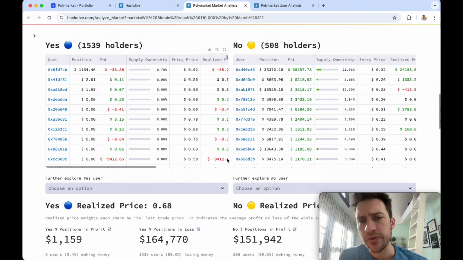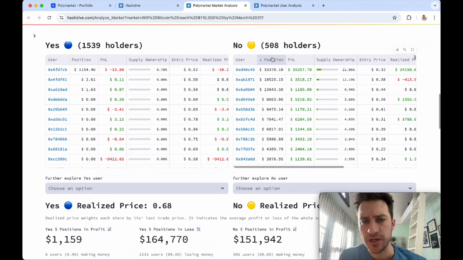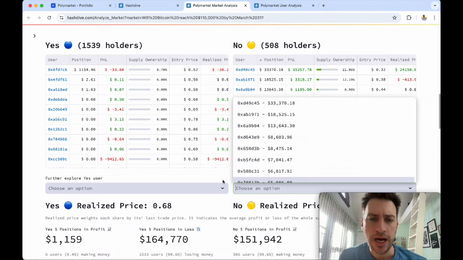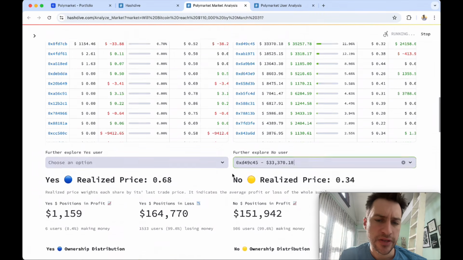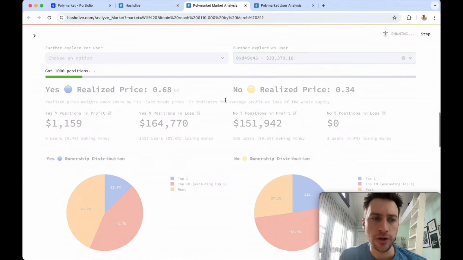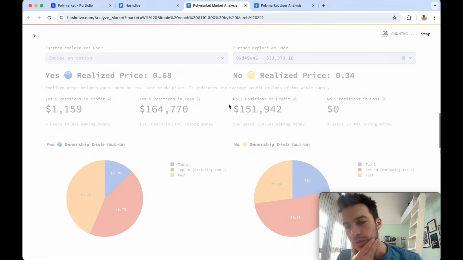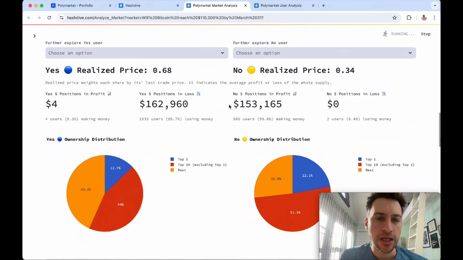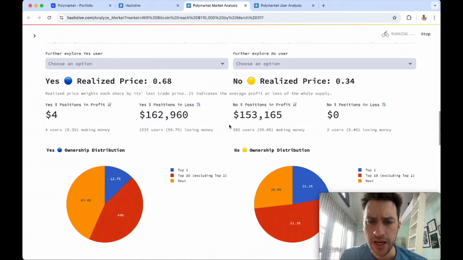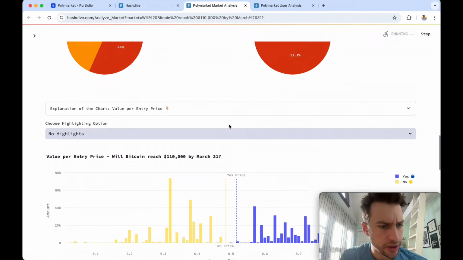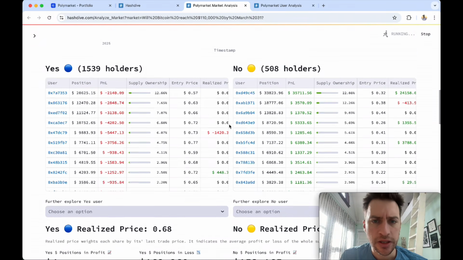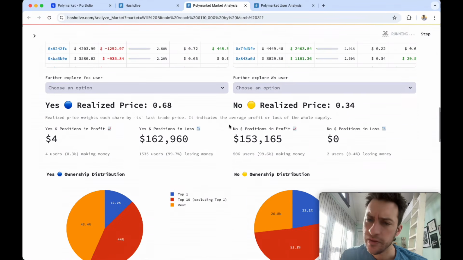So what I want to do is, there's a trader who has a large position. We all know that it's this guy. I want to explore. So I'm going to click on this, and I clicked further explore, no user. And this is pretty cool. Watch what it does here. So now it is exploring this guy. Did it do it? Where did it go? No highlights. I said further explore. I don't know if it did it actually.